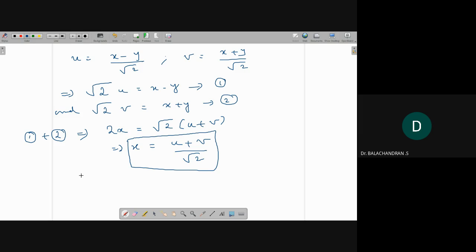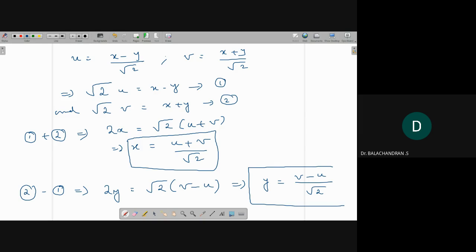Similarly, 2 minus 1 implies 2y equal to root 2 into (v minus u). This implies y equal to (v minus u) divided by root 2. Okay, I got x and y in terms of u and v.